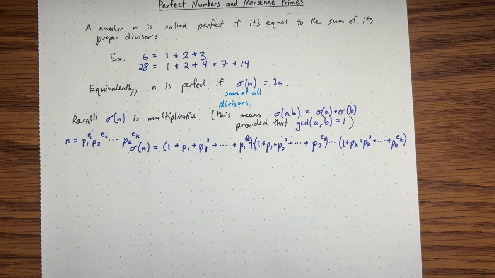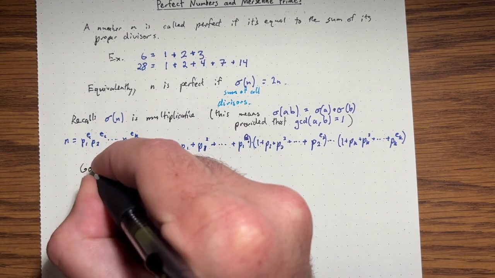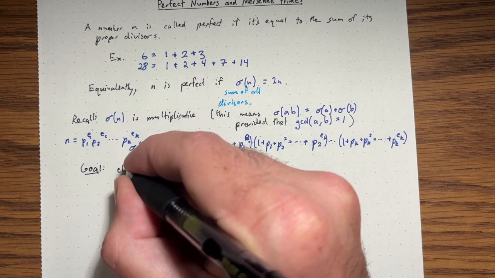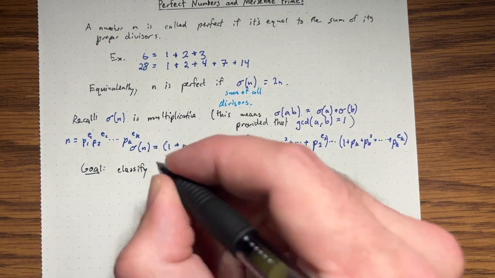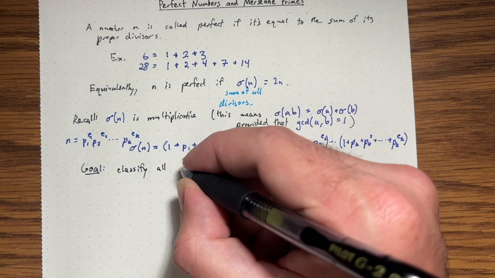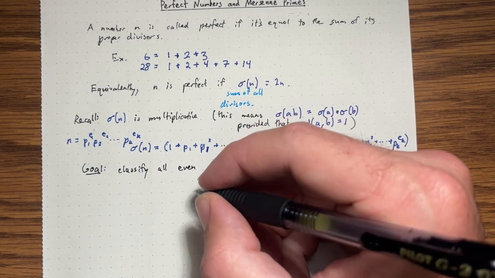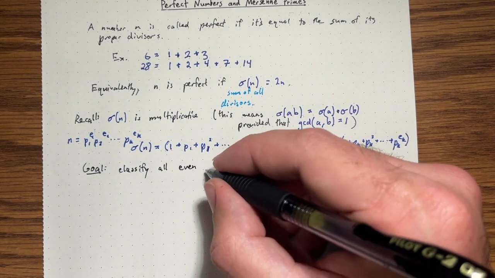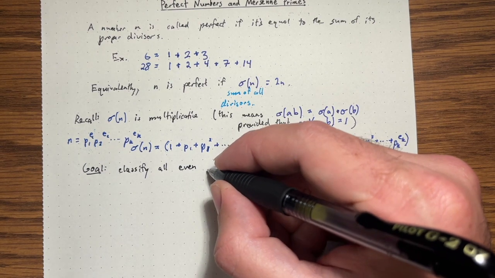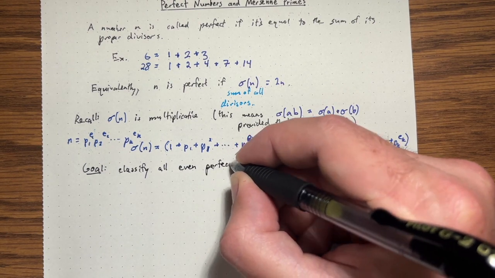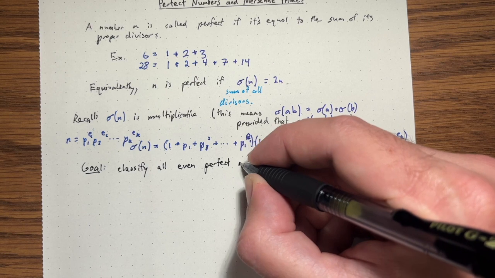Okay, so what's our goal? So our goal is to just recall, to classify, basically find a formula for all the even perfect numbers, at least. Turns out odd perfect numbers are going to be a bit trickier. I'll say some words about those at the end. We'll try to classify all the even perfect numbers.